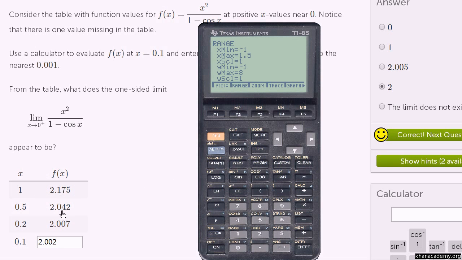Y minimum, it seems like we're approaching 2, so the y max can be much smaller. Let me make y max 3. And now let's graph this thing. So let's see what it's doing. And it looks like, and you see here, whether you're approaching from the positive direction or from the negative direction, the value of the function approaches 2. But in this problem we're only caring about x values that are approaching 0 from values larger than 0. So this is the limit. This is the one-sided limit that we care about. But the 2 shows up right over here as well.